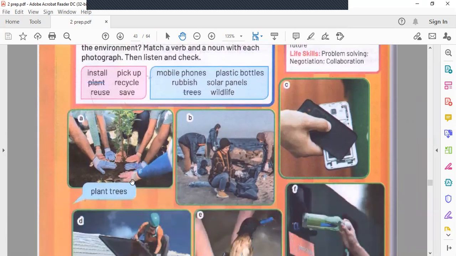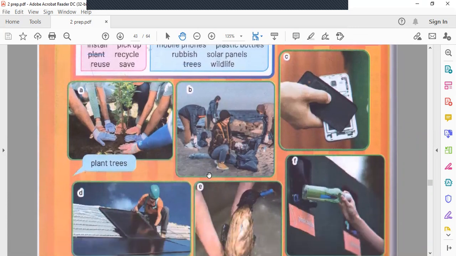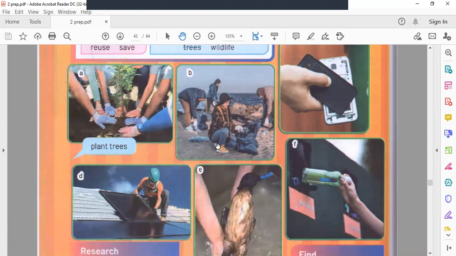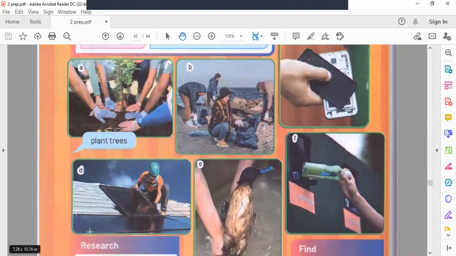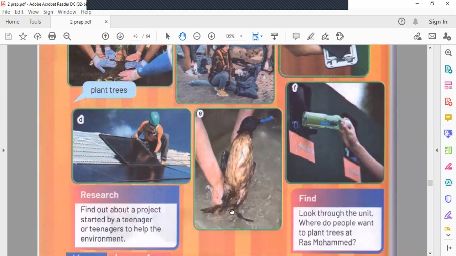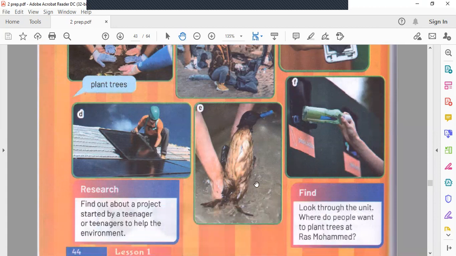Picture A. Picture B. They are collecting or picking up some rubbish. The third picture, C, reuse mobile phones. D, install solar panels. E, save wildlife. And F, recycle plastic bottles.